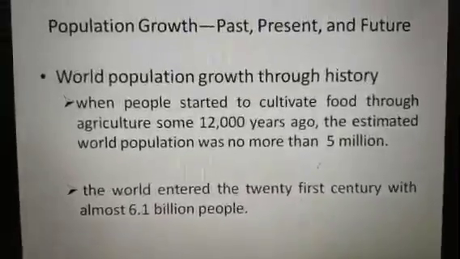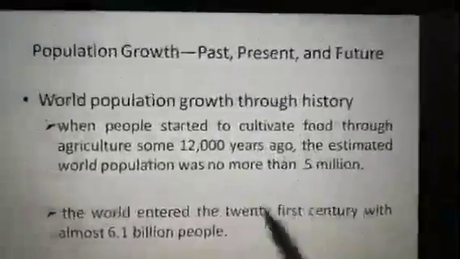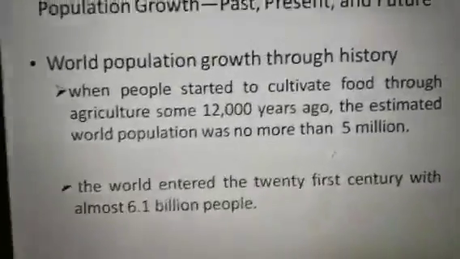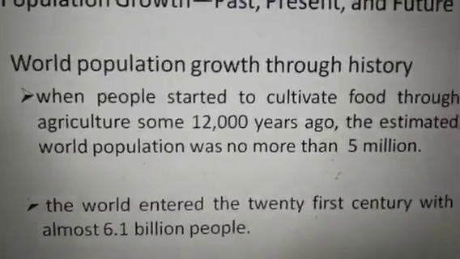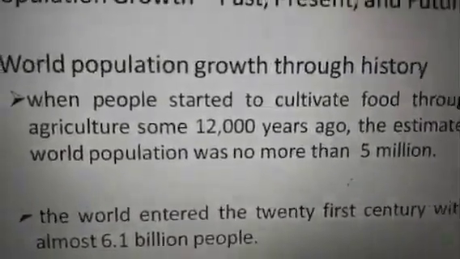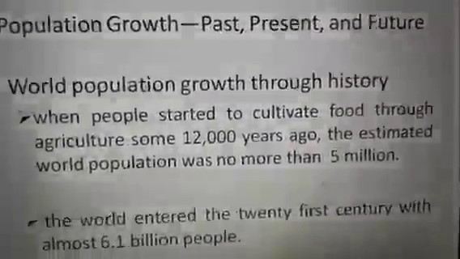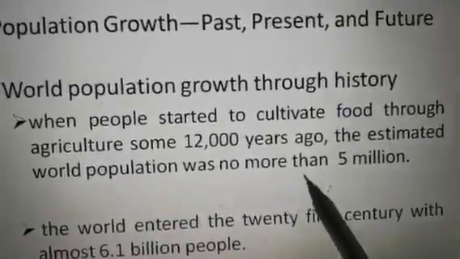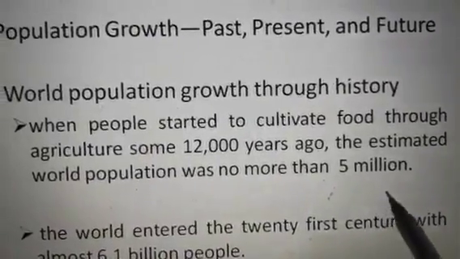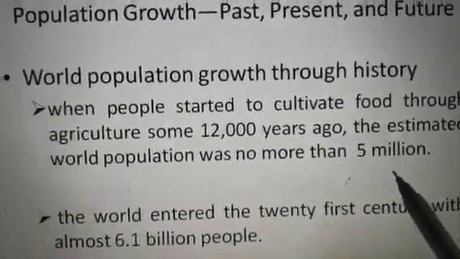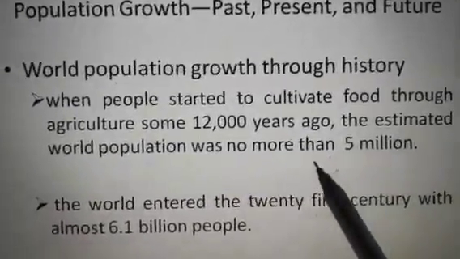So let us talk about the population growth story in terms of past, present and future. So students, you can see when we talk about world population growth through history, we see that when people started to cultivate food through agriculture some 12,000 years ago, the estimated world population was no more than 5 million. That is, no more than 50 lakh population, estimated as an approximation 12,000 years ago.